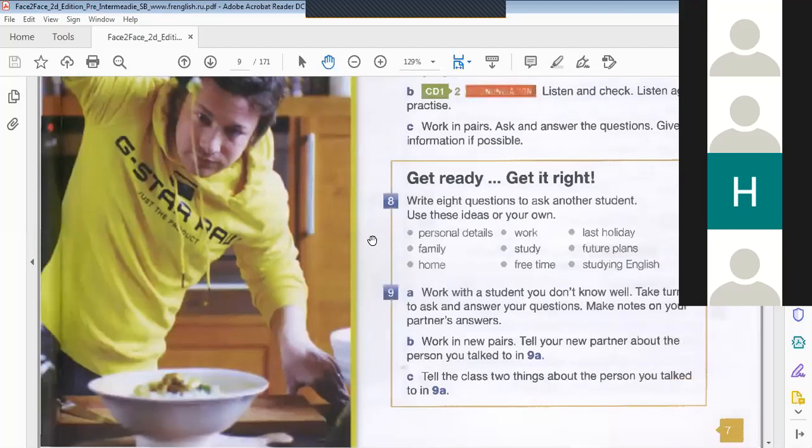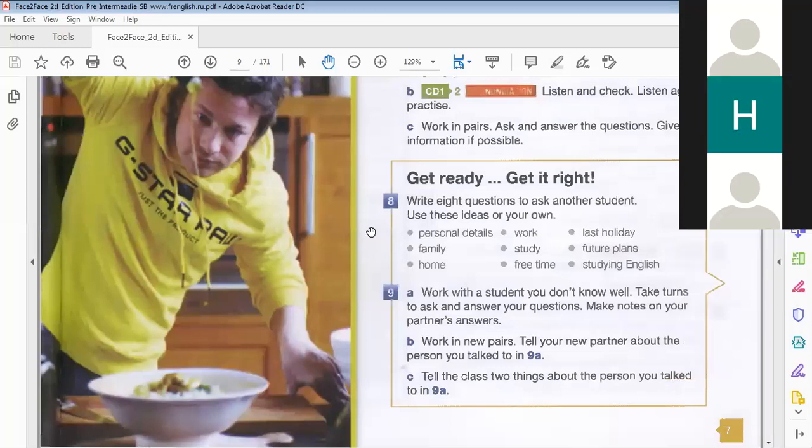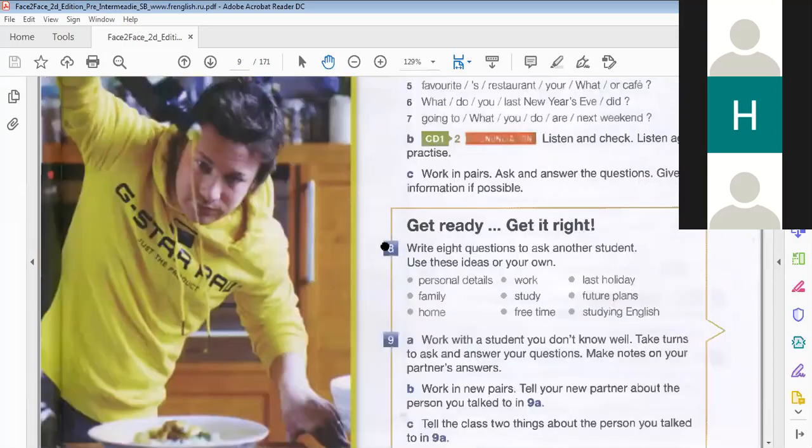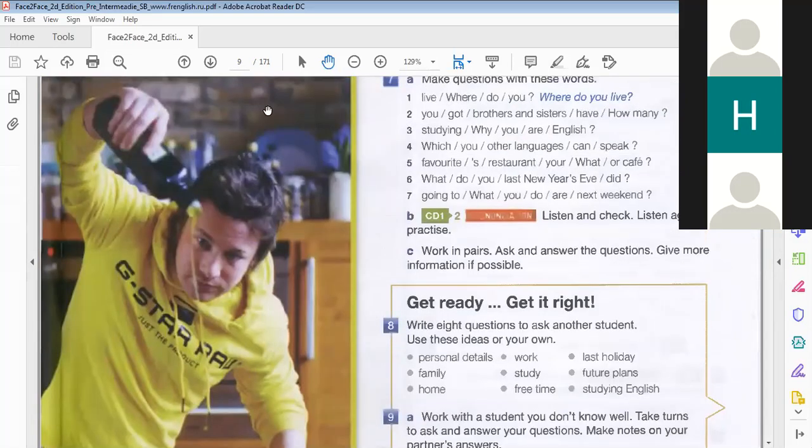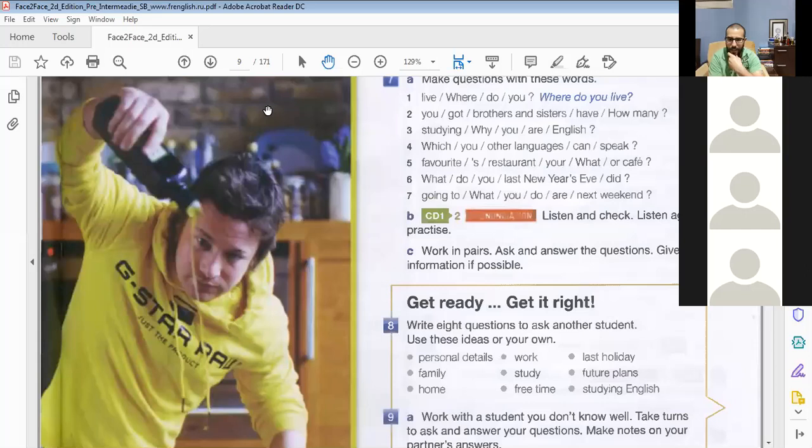So number 8, let's write questions. Write 8 questions to ask another student. Use these ideas or your own. Okay, so let's use some of these questions. Maybe you can change them a little bit, and let's use them to ask each other. So let's start with, what do we have here?